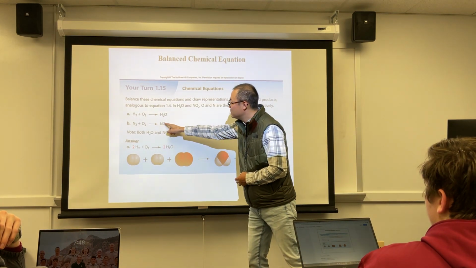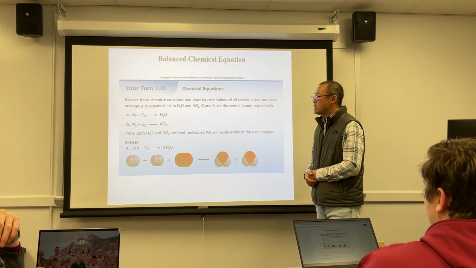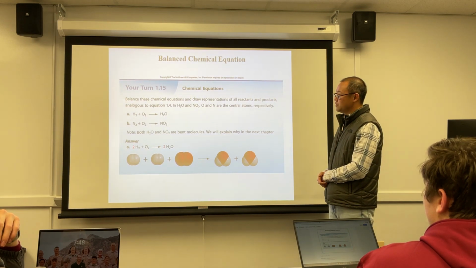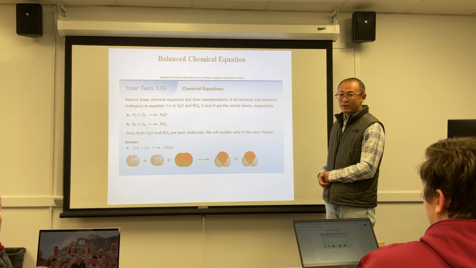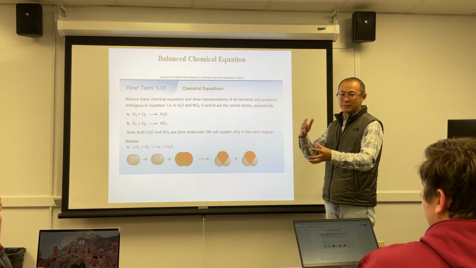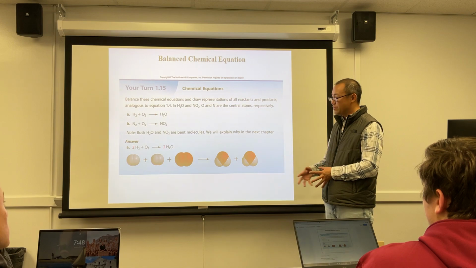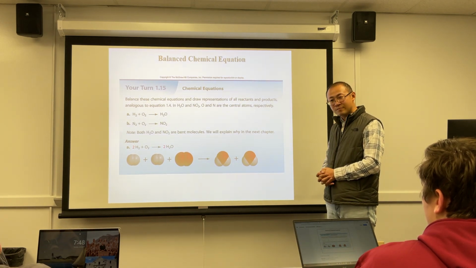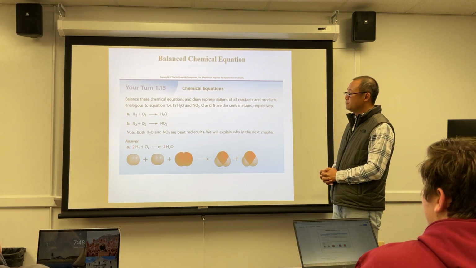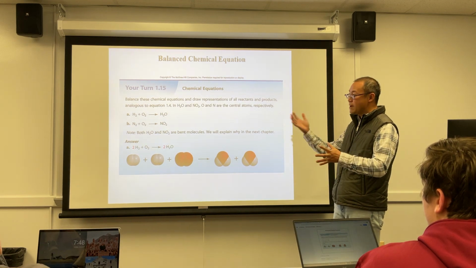Can you guys tell me for B, do you think the equation is balanced or not? If not, how could you simply play with the numbers to make it balanced? For A, the answer is given. I want you to play with it. But B? It's not balanced because you lose a nitrogen. Good. Now how can we make it balanced?